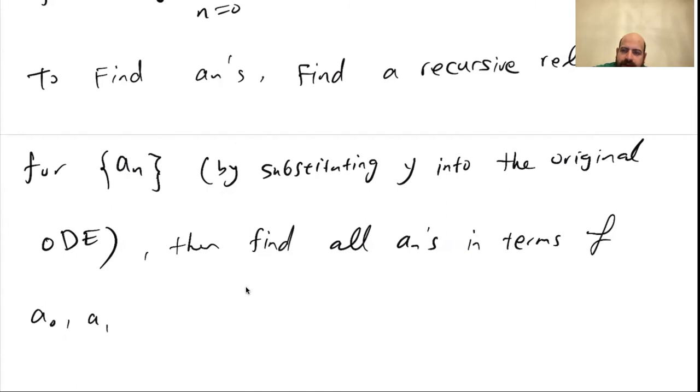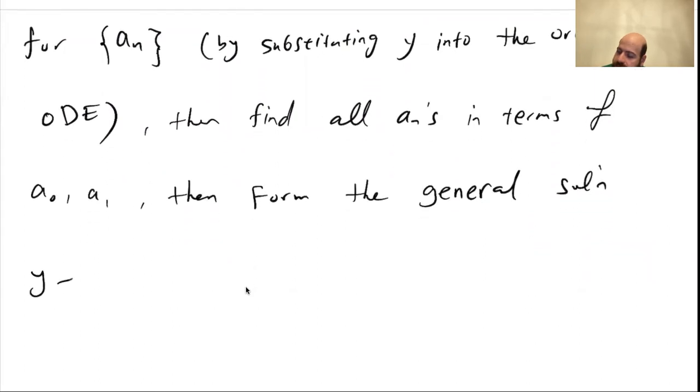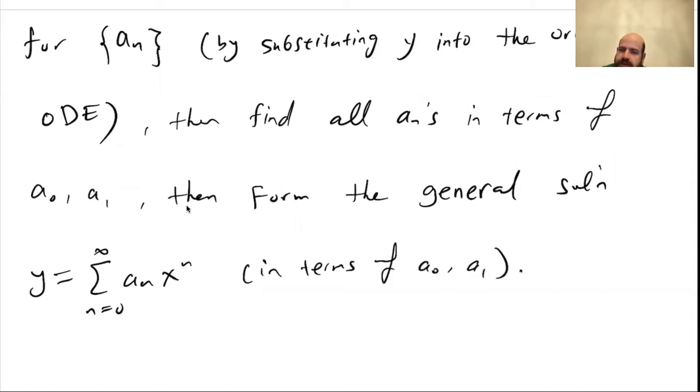But once we find every other a n in terms of a0 and a1, we can form the general solution, y equals sigma a n x to power n, from 0 to infinity, in terms of a0 and a1. So the general solution will include two arbitrary constants a0 and a1, and all other coefficients will be found in terms of these two arbitrary constants.